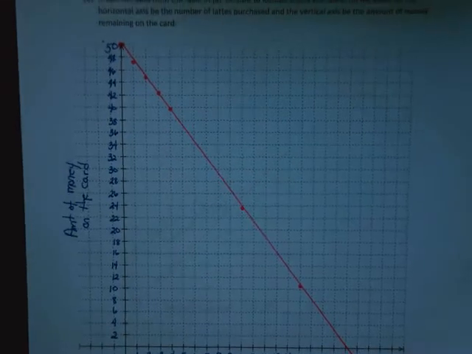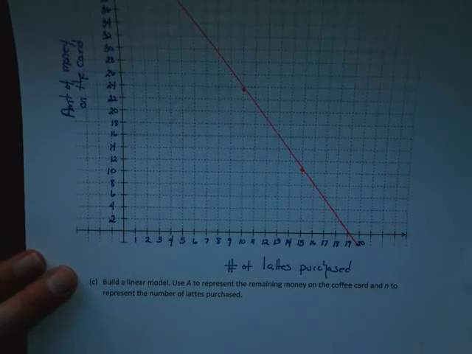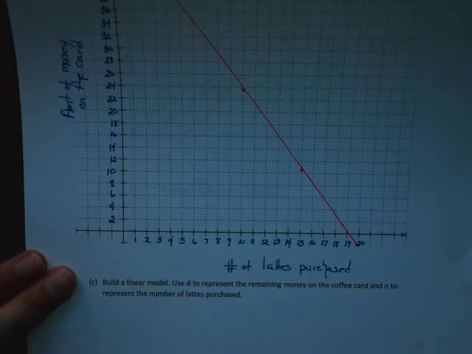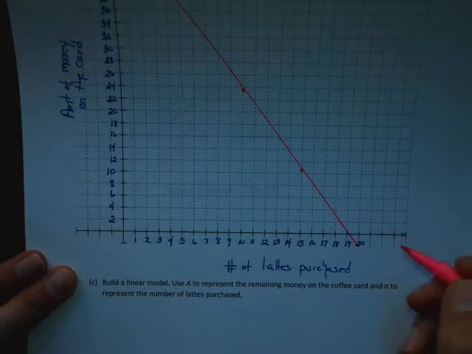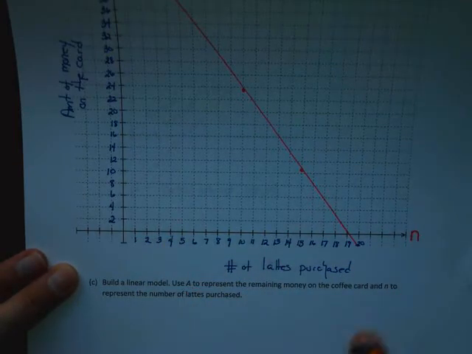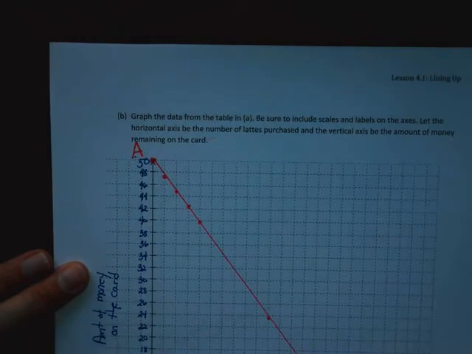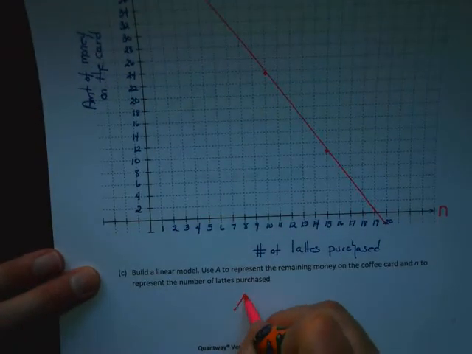It says build a linear model. All right, so I'm going to start giving you hints about this. To build a line, we need to understand how they want us to label the input and the output. So I'm going to let the input be the number of lattes. I'm going to call this N, right? And then the output, they said, is amount on the card, so they said let's call that A. All right, so this is going to be A equals something.